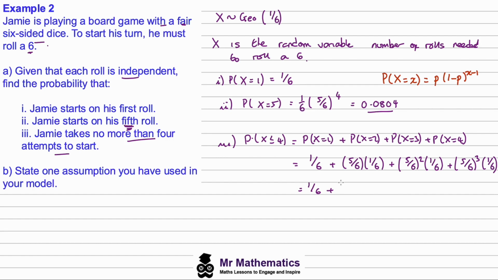We can work out each of these. 1/6 plus 5/36, 25 over 216, and then we'll have 125 over 1296. We can add each of these together, and we get 305 over 1296, or as a decimal, approximately 0.2353 to 4 dp.